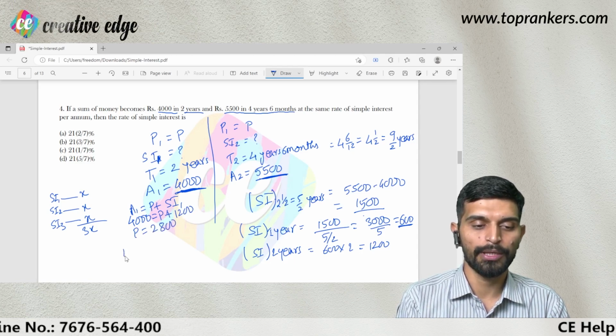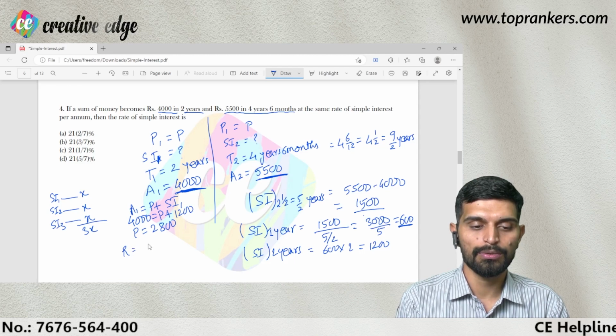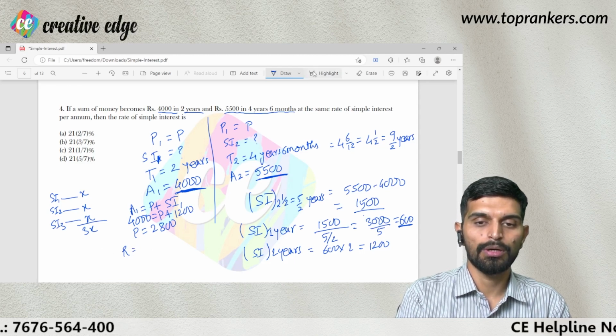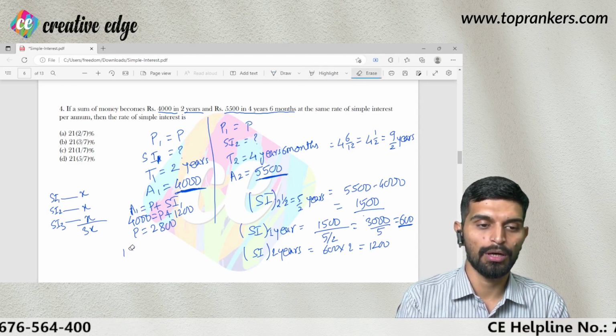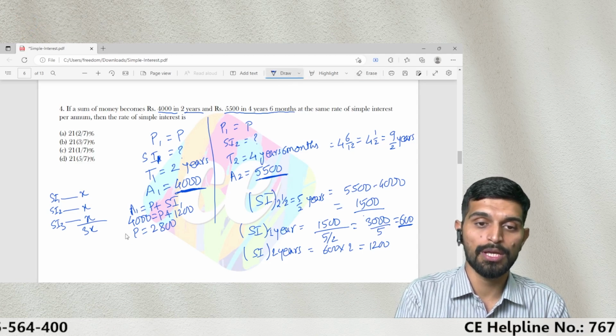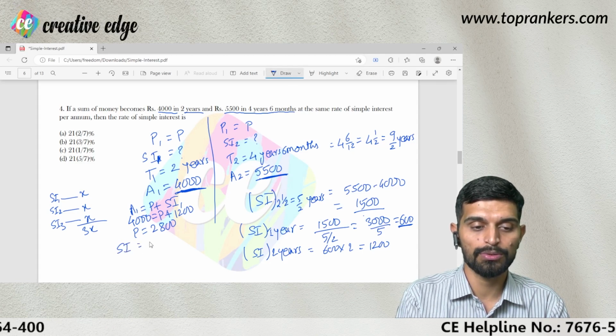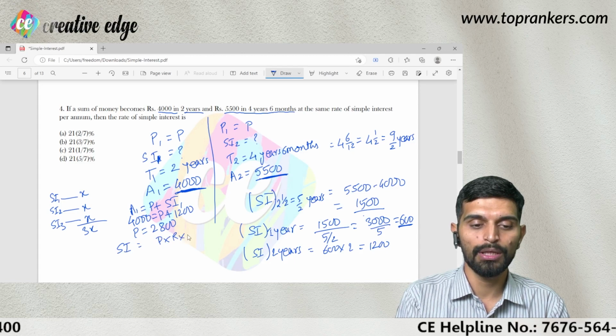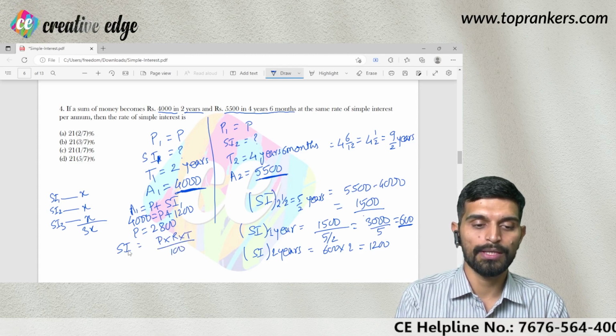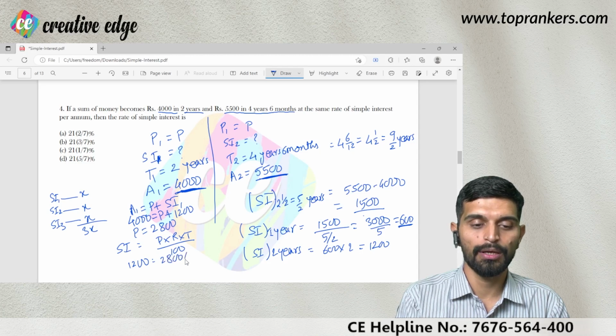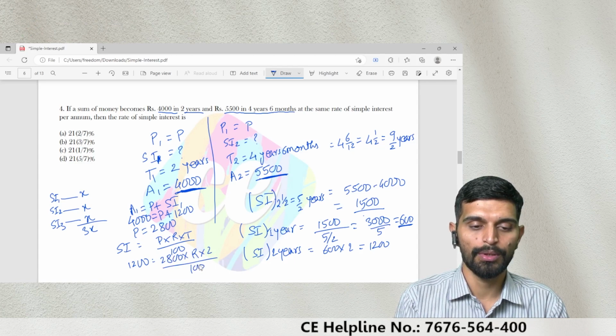Now we need to determine rate. R is equal to, how do we determine rate? Using the same simple interest formula. SI is equal to P into R into T upon 100. So SI is 1200. P is 2800. R we need to determine. Time is 2 years, upon 100.